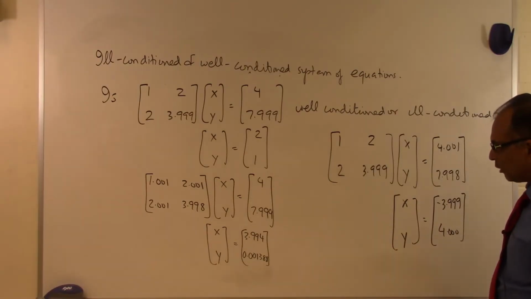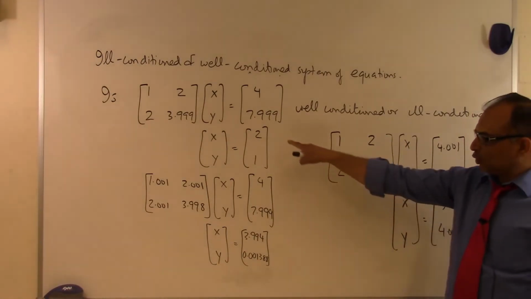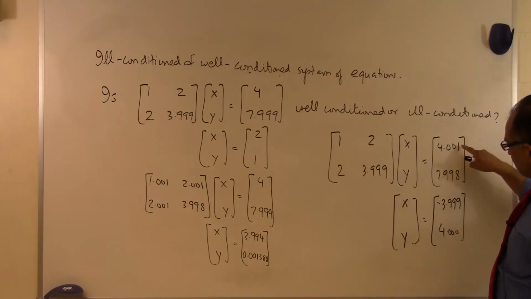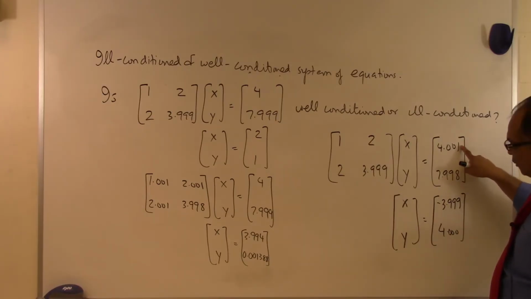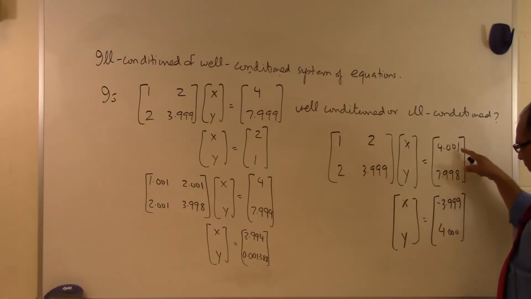So again, you're finding out that from the original set of equations which we had right here, where the solution was 2 and 1, I made a very small change. I changed 4 to 4.001. I changed 7.999 to 7.998. Just a small change, small relative change in the right hand side vector.